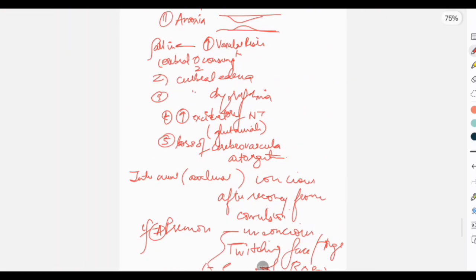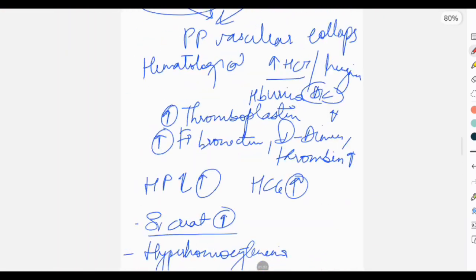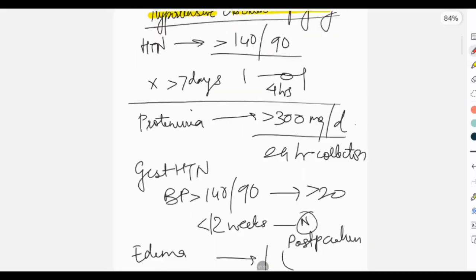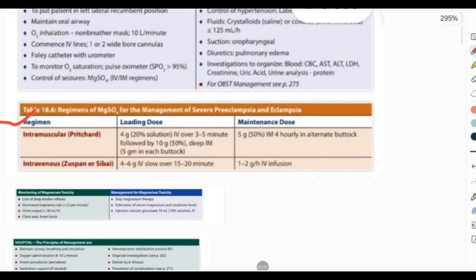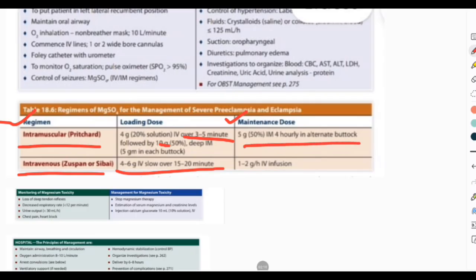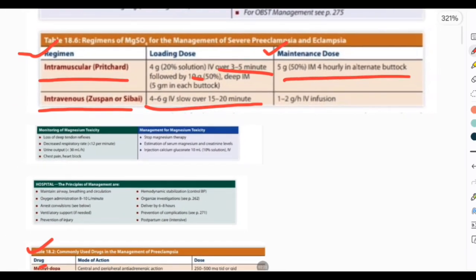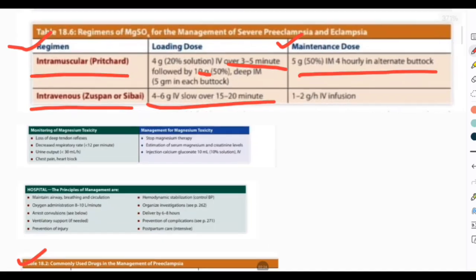There are two regimens according to which it is given. That is the loading dose, the Pritchard regimen, and a maintenance dose is also given. Intramuscular is Pritchard, intravenous is Zuspan. So 4 gram IV over 3 to 5 minutes, followed by 10 gram IM, 5 gram in each buttock. Then 4 to 5 grams slow IV over 10 to 15 to 20 minutes, 5 gram IM 4 hourly in alternate buttock, and 1 to 2 gram per hour IV infusion.